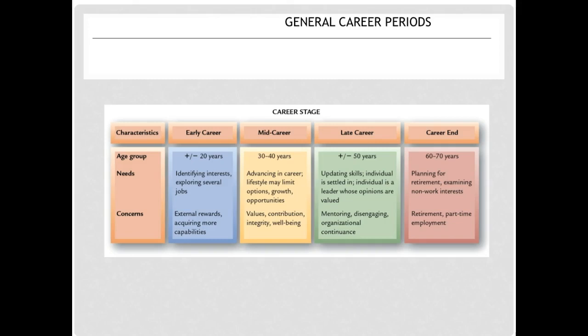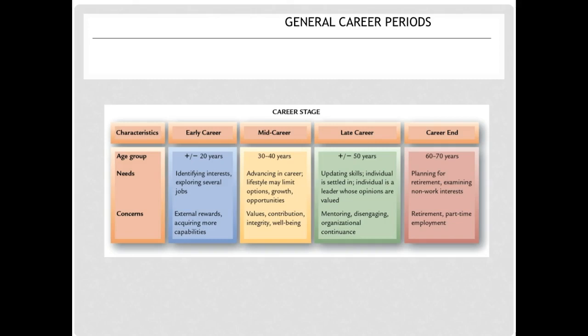When you hit mid-career, when you're 30 to 40, you're advancing. Lifestyle is important on some levels, but it's going to limit your options depending on what you're valuing, particularly if you're starting a family. You want growth, you want opportunities, you want to know that you can have something that's going to take you the long haul. And you're going to focus on values and contributions and integrity and well-being, and these are things that are much more important when you hit mid-career.